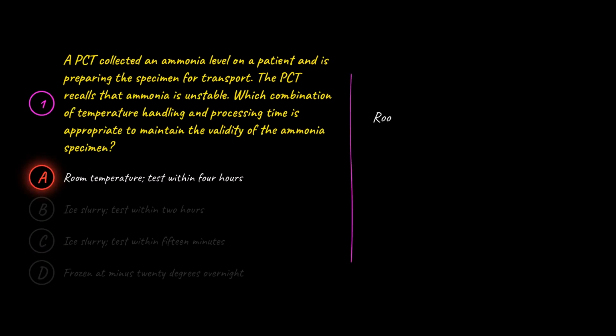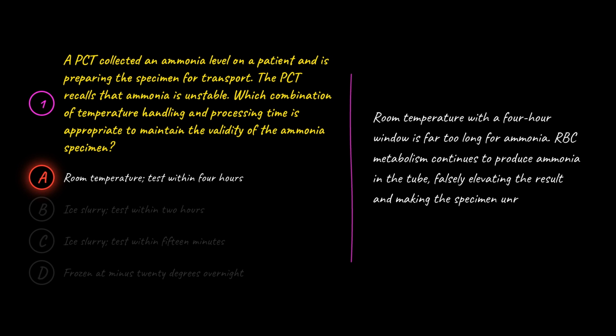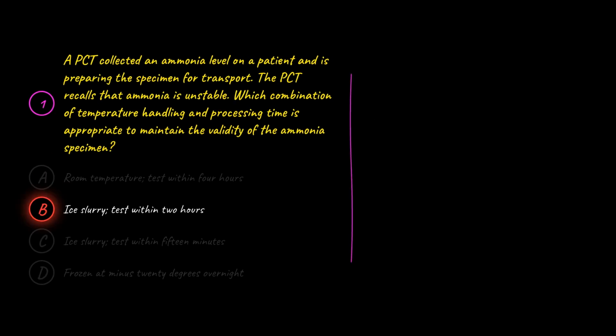A is wrong because room temperature with a 4-hour window is far too long for ammonia. RBC metabolism continues to produce ammonia in the tube, falsely elevating the result and making the specimen unreliable for clinical use. B is wrong because 2 hours on ice is still too long for ammonia.